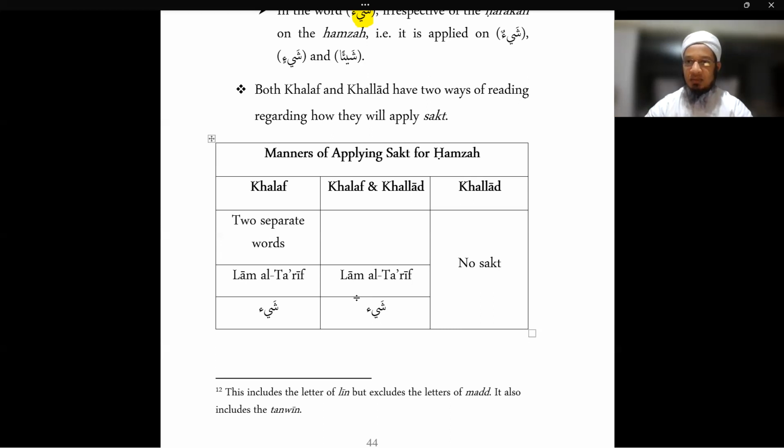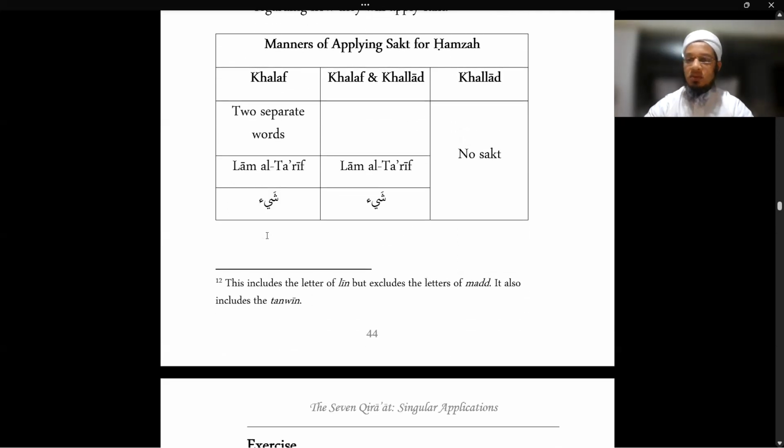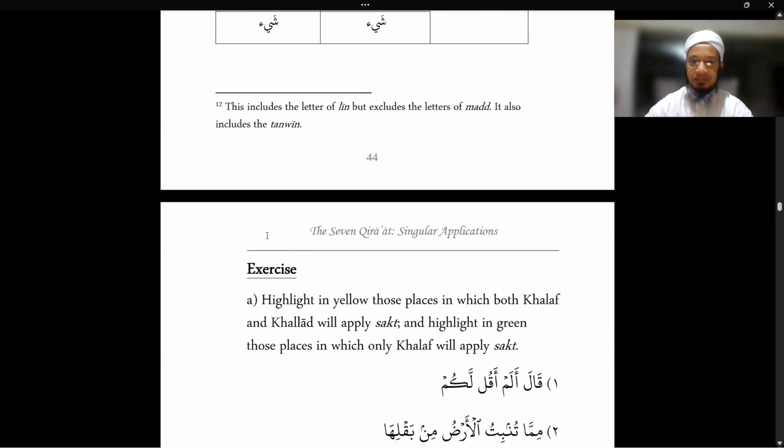If this is a bit too much for you, then just remember that you don't have to worry about one of these rules. The purpose of the course is to identify which riwayah it is when you hear somebody else reciting. If you just hear them applying the sakt, then know that it is Hamza, either Khalaf or Khallad. If it is on 2 separate words, then you know, okay, it is Khalaf. And most of the time, it will most likely be Khalaf. Yeah, Khalaf is recited much more than Khallad.